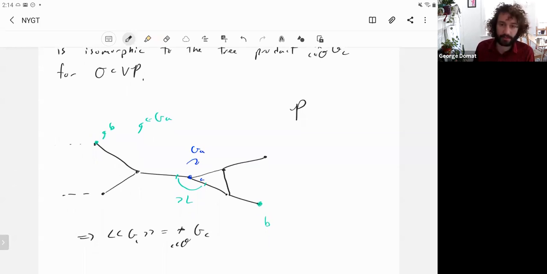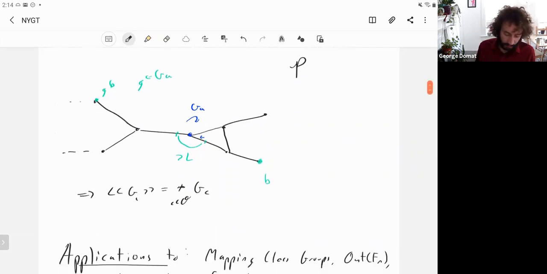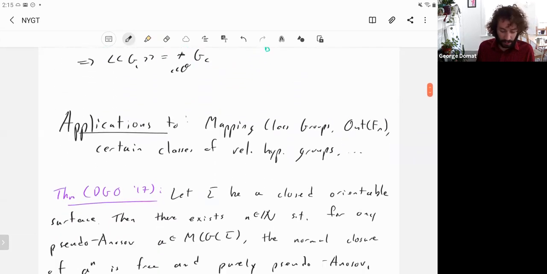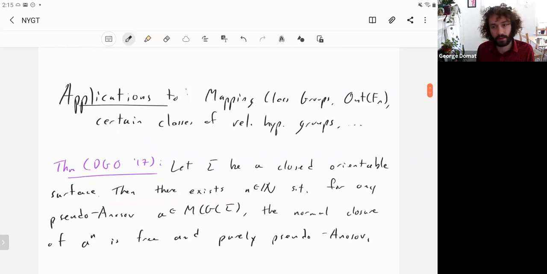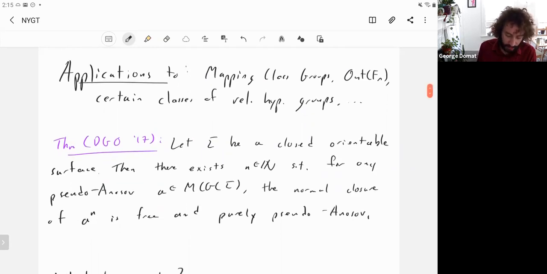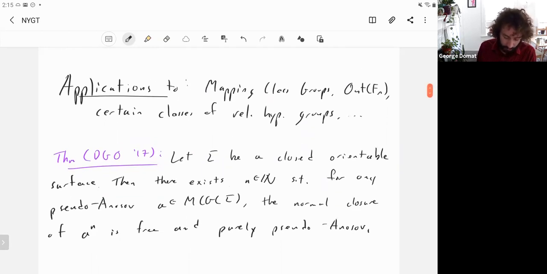So these are very far-reaching theorems. They have a lot of applications, the original applications being to mapping class groups, to Out(F_n), and to certain classes of relatively hyperbolic groups. Here I've stated a theorem due to DGO that gives an example of the type of application. If you have a closed orientable surface, then there's some number n such that if you take any pseudo-Anosov element A in the mapping class group, then the normal closure of A to the n is free and purely pseudo-Anosov.